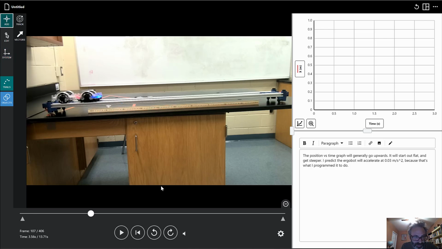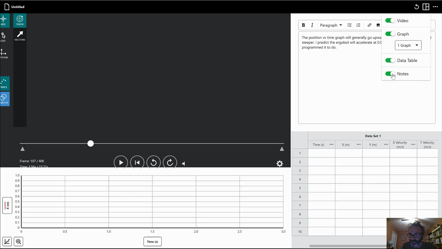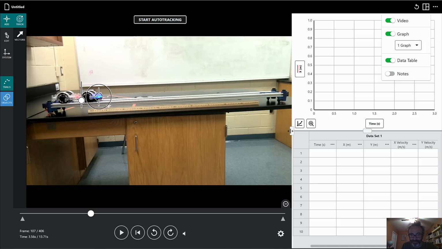The part of the object that I'm tracking is the blue light on my ErgoBot. You always need a clear part of the object that you're tracking. That's one thing that makes it a trackable object. So the blue light should be good. I'm going to put the target right over it, and I'm going to adjust the circle so the blue light's inside of it, but not much else is. Actually, I'm going to put on my data table and turn off the notes. And now that I've set my target, I can just start auto tracking.